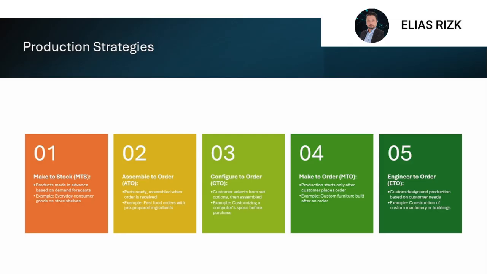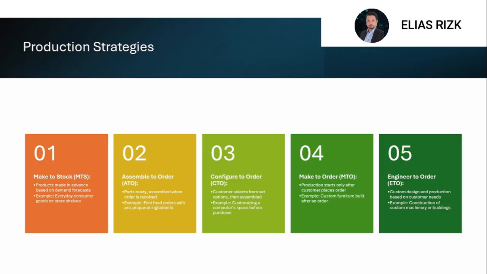Then there is make to order, or MTO. In this strategy, the item isn't made until the customer places an order, and the manufacturing company starts from scratch. So production only begins when there is confirmed demand. Imagine ordering a custom piece of furniture. They won't start crafting it until you place that order. So this is ideal for unique products or lower demand items.